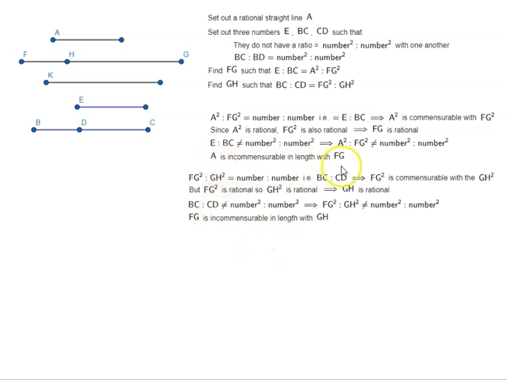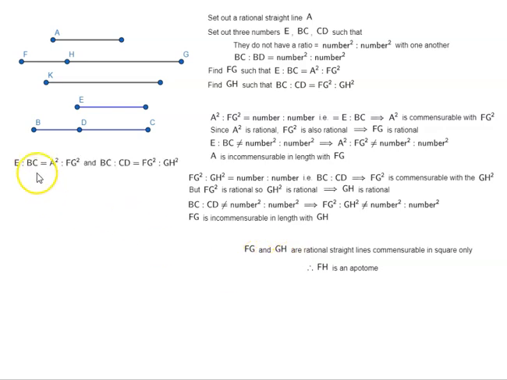So we have shown A is incommensurable in length with FG. FG is incommensurable in length with GH. FG and GH are rational straight lines commensurable in square only because they are incommensurable in length. So therefore, FH is an apotome.